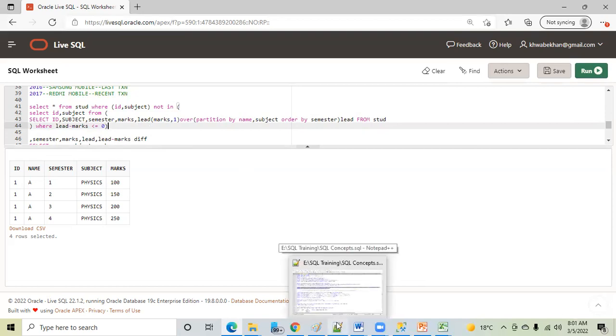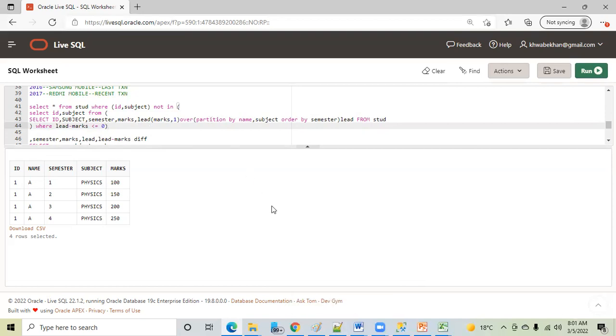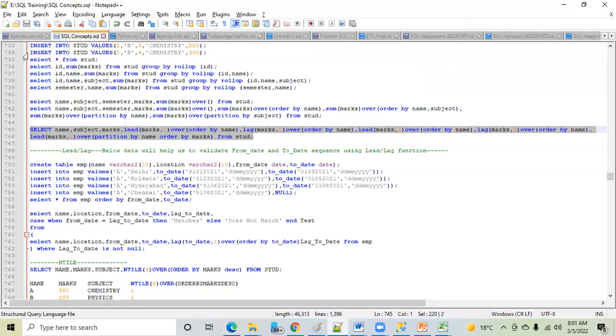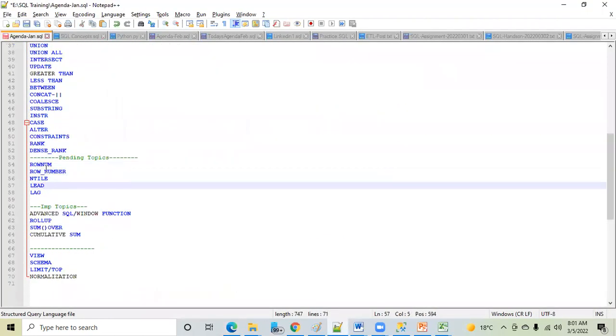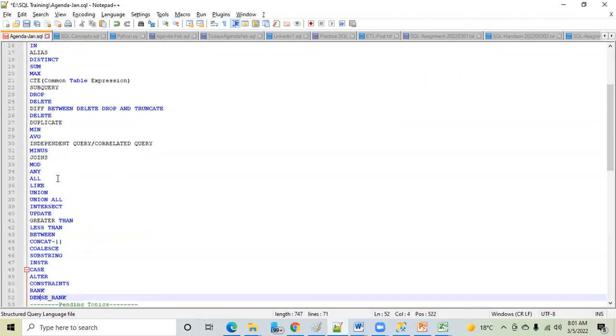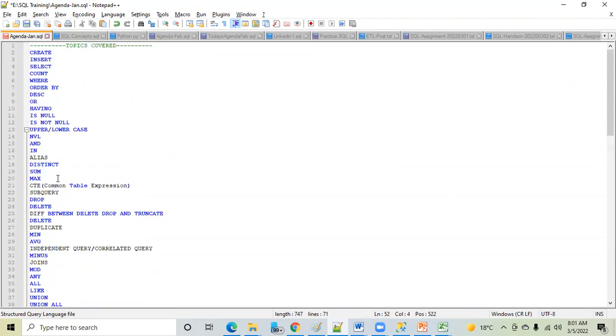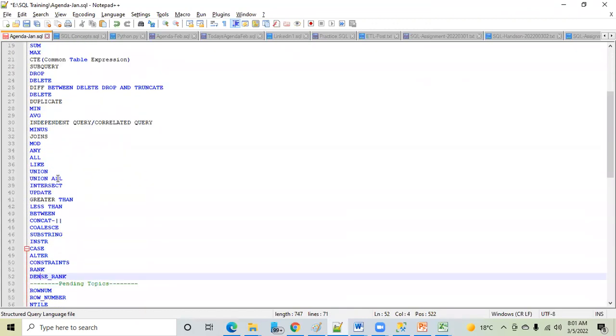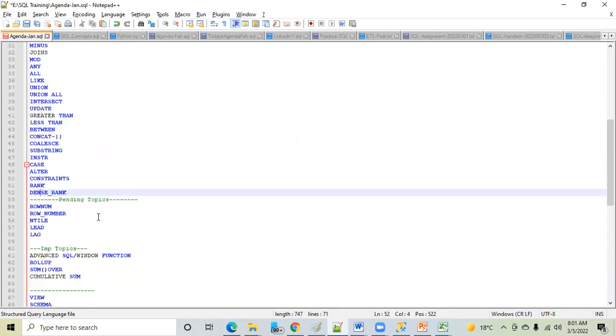So I hope this is clear. Any question on this lead lag partition by? So almost we are done with row number and lead lag. Something is left, which we will cover tomorrow. But please don't lose the momentum. Keep it up. Now you are on the path to becoming champions of SQL. Really, I'm not joking, you can do that. Keep on practicing the questions. That's the only thing I can tell you.